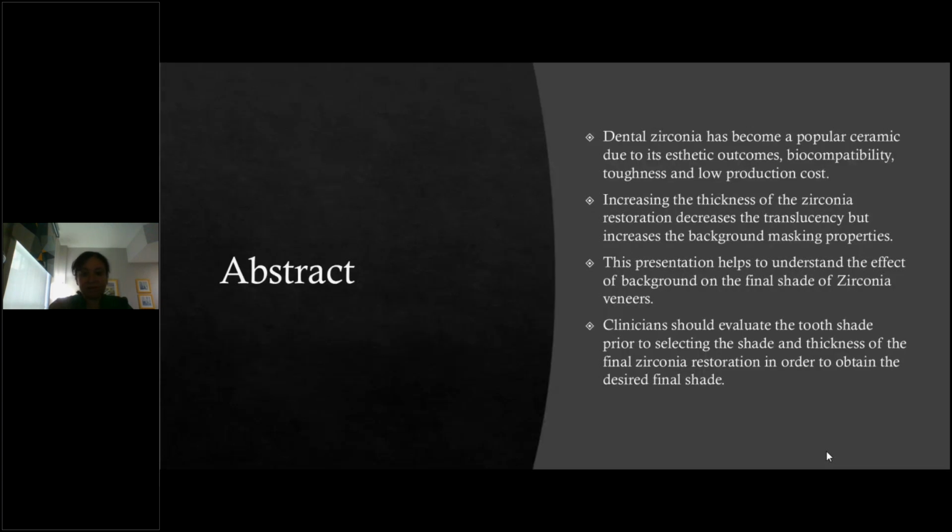As we all know, zirconia has become a very popular ceramic because of its aesthetic outcomes, biocompatibility, toughness, and low production cost. Increasing the thickness of zirconia restoration can decrease the translucency but increases the background masking properties. This will help us understand the effect of the background on the final shade of zirconia veneers. So clinicians should evaluate the shade color barrier when selecting the shade and the thickness of the final zirconia restoration in order to obtain the desired final shade.